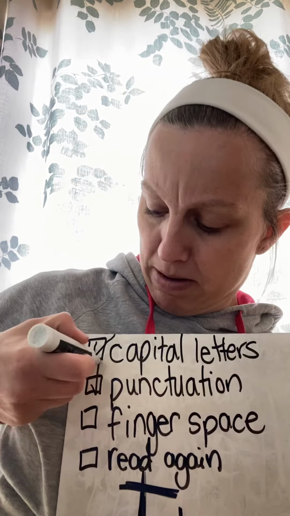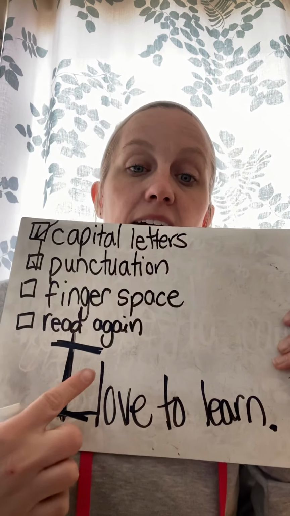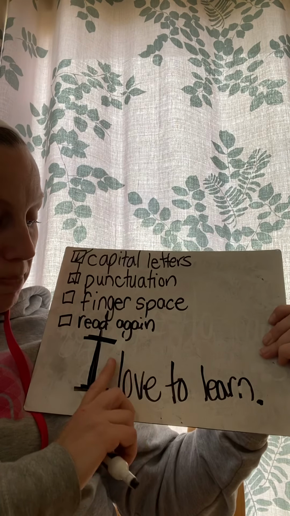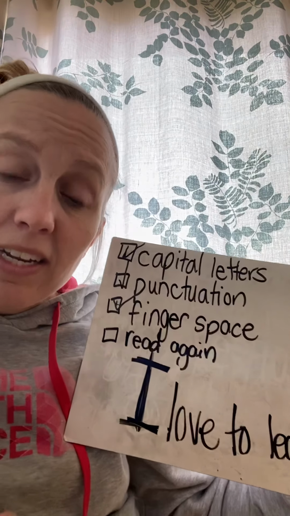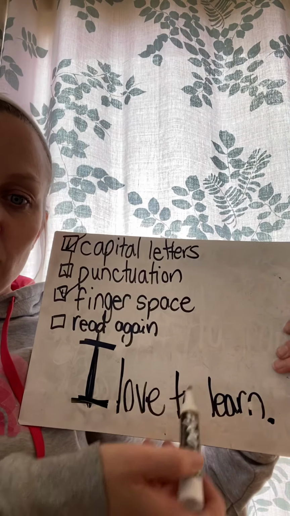So I'm going to check it off. I have my punctuation. Now I'm checking for finger spaces, and they come in between the words. It looks like I might need a little more space here between. I love to learn. There are spaces in between every word, so I'm good with my spaces. And then I always read it again to make sure I'm not missing any sentences or any words. I love to learn. Sounds good to me. I've checked it off. So on your next slide, you're going to use your drawing tools to correct your sentences to make sure they have capitals, spaces, and punctuation in the right places.